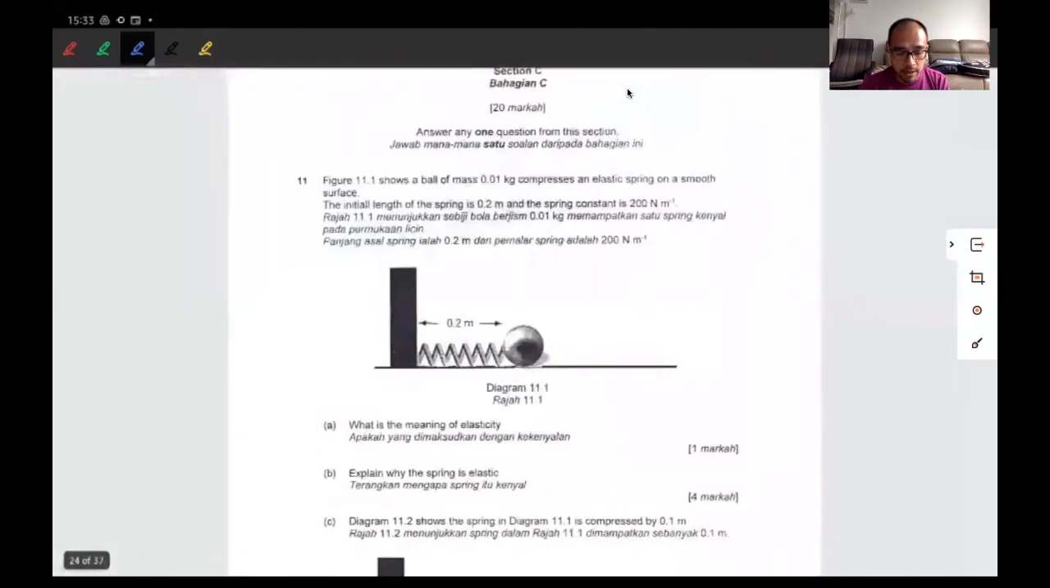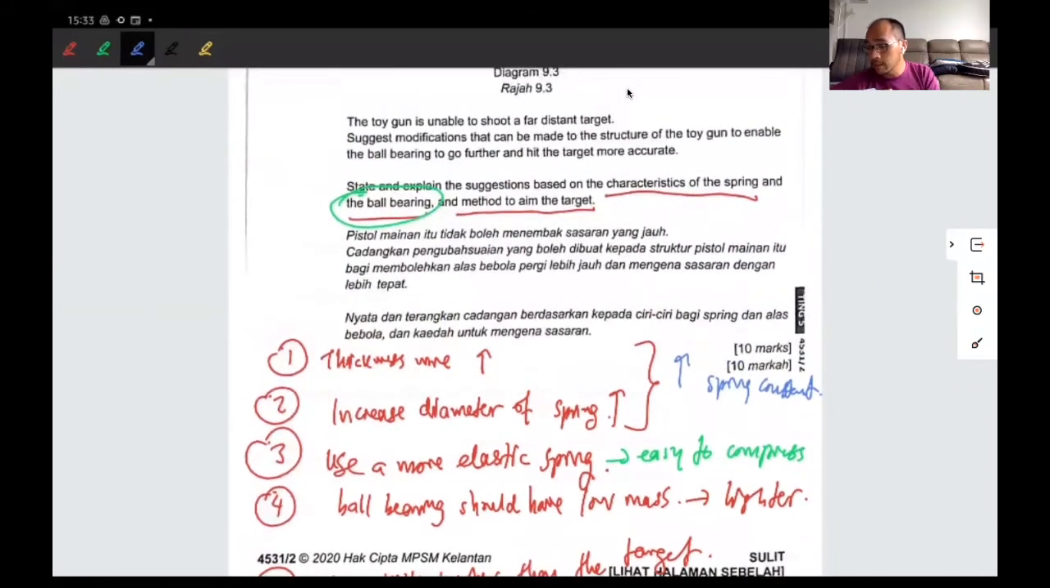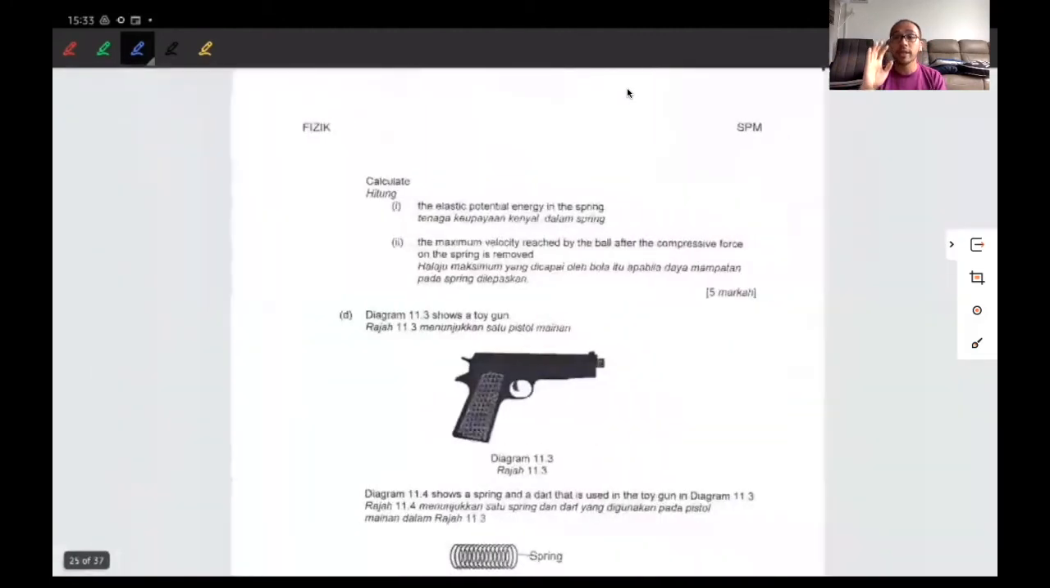Just give me a while. Let me just see something. Actually, this should be decrease the diameter of the spring. Hold on. Oh, okay. Sorry, this should be decrease. Decrease the diameter of the spring. We want to have a thick wire but a small diameter so that it is more elastic, so that the spring constant is higher.